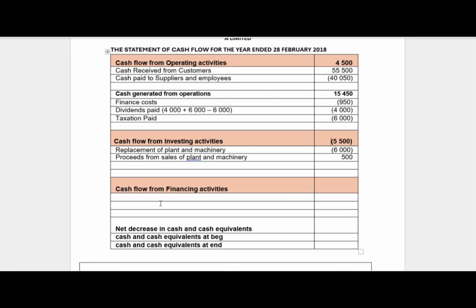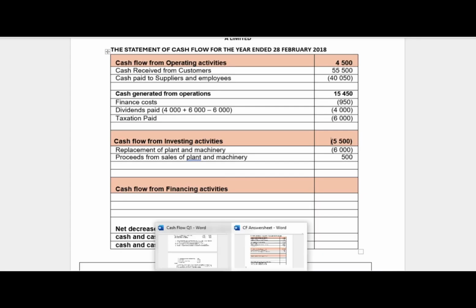Now, when you come to the cash flow from financing activities, you need to ask yourself, how do businesses finance themselves when they don't have cash? One, they sell shares or they issue shares. Number two, they borrow money, so loan. So you're going to focus on those shares and loan. That's what you're going to focus on. So let's start with the shares.